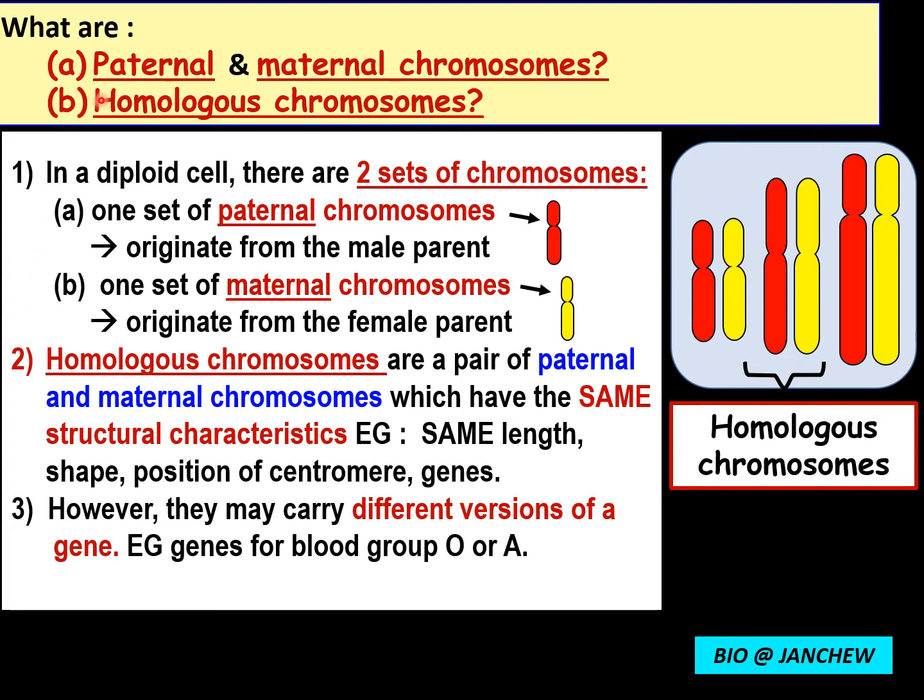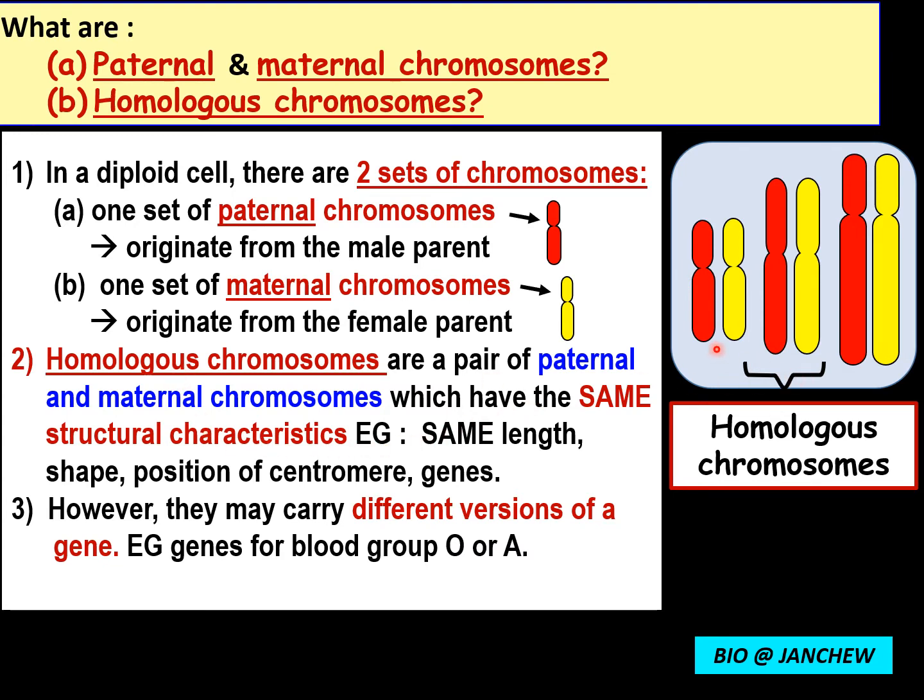Let us discuss the meaning of the terms paternal and maternal chromosomes and homologous chromosomes before we discuss meiosis. Now, in a diploid cell, there are 2 sets of chromosomes. One set of paternal chromosomes originate or come from the male parent or the father. It can be denoted by the red color chromosomes. This is one set of paternal chromosomes, all of different sizes, carrying different genes. And B, one set of maternal chromosomes, which originate from the female parent or the mother, denoted by the yellow colored chromosomes. So mother has one set of chromosomes, also of different sizes, carrying different genes.